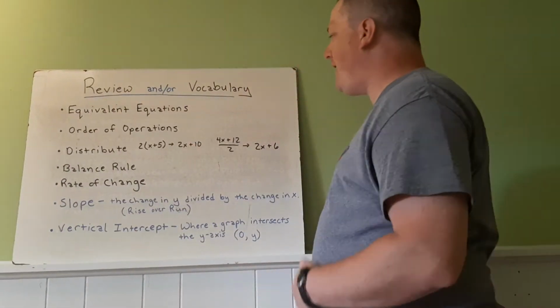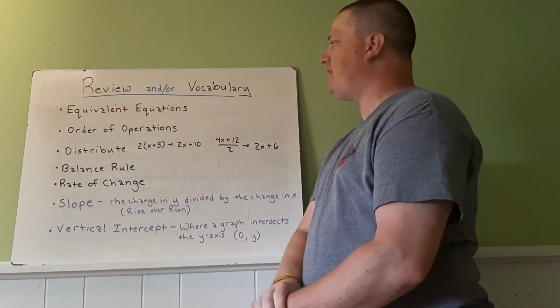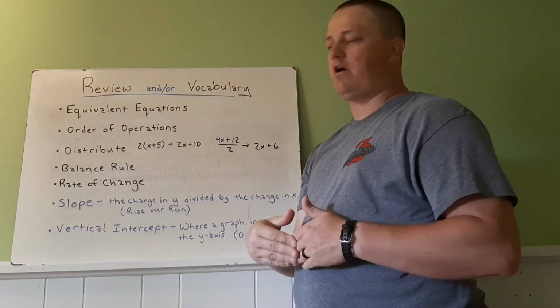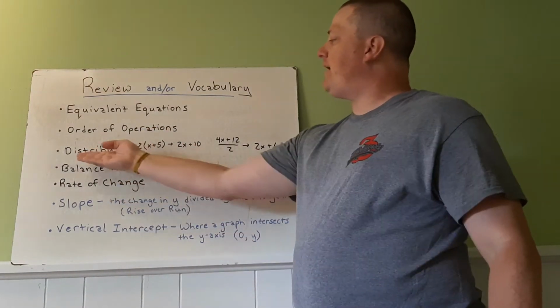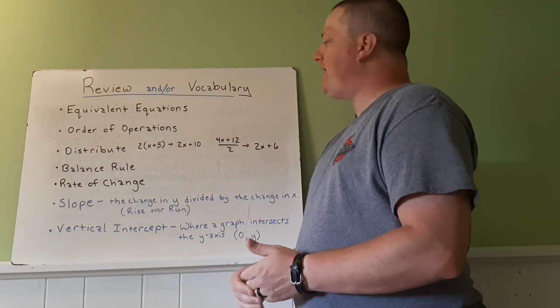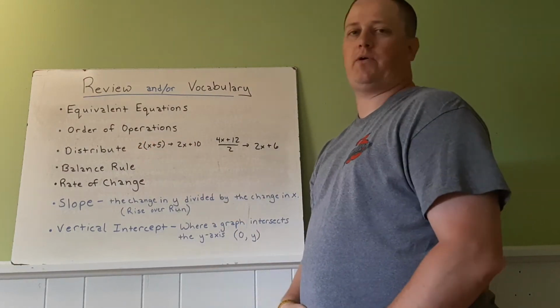All right, so our vocabulary, we have equivalent equations, just equations that have the same solutions. Order of operations, remember, are 4 steps. We have distributing, which I have 2 possibilities here. Mainly we think of distributing as being able to take multiplication across the parentheses.